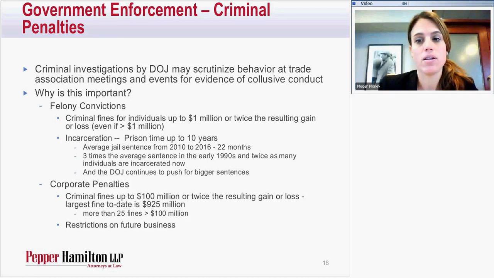From the corporate standpoint, the penalties are severe as well. As the statute reads, it's criminal fines up to $100 million, or again, twice the resulting gain or loss from the antitrust conspiracy. The largest fine to date was $925 million, from Citigroup with respect to pricing in the foreign exchange rate. There have been some other very significant fines with that conspiracy. The DOJ can also place restrictions on future business as part of these penalties.